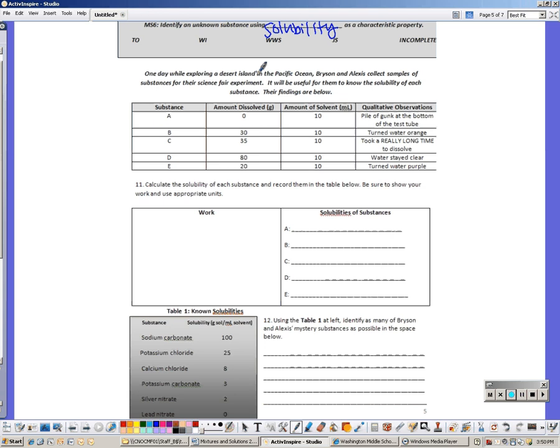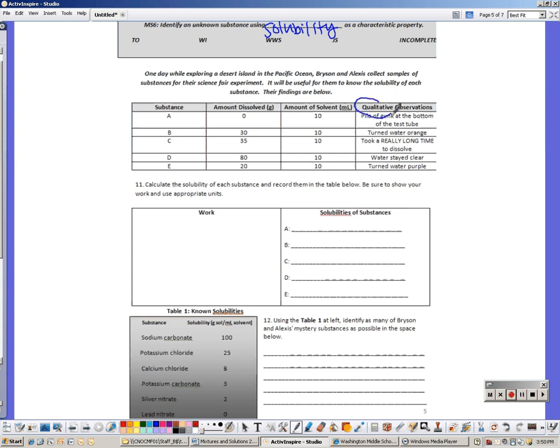So here's the problem setup. One day while exploring a desert island in the Pacific Ocean, Bryson and Alexis collect samples of substances for their science fair experiment. Notice the science fair theme here. It will be useful for them to know the solubility of each substance. Their findings are below. So they have 5 substances. They tell us how much dissolved in how much solvent, and then they give us these qualitative observations.